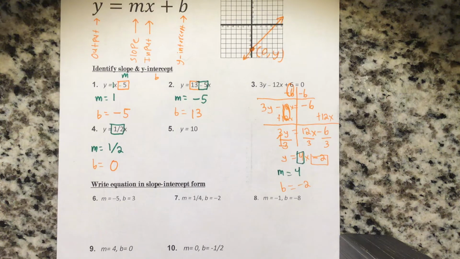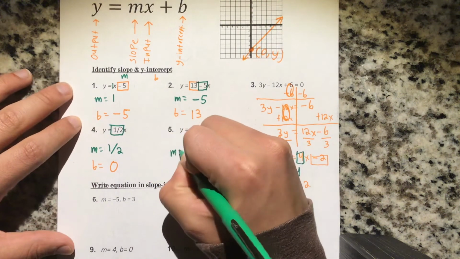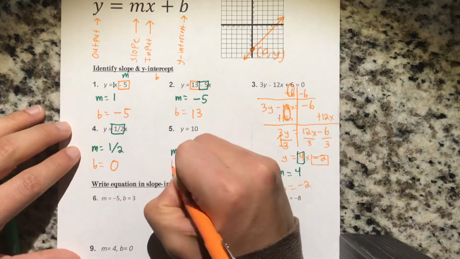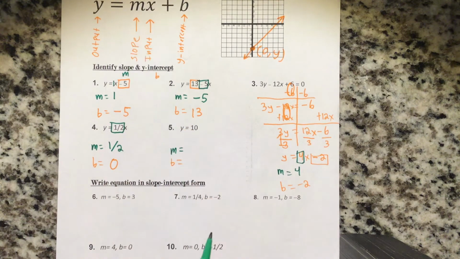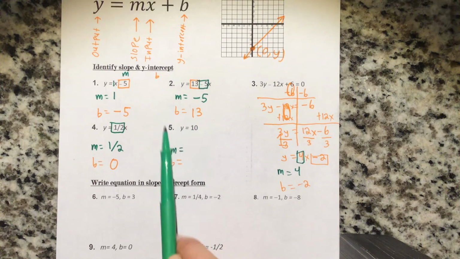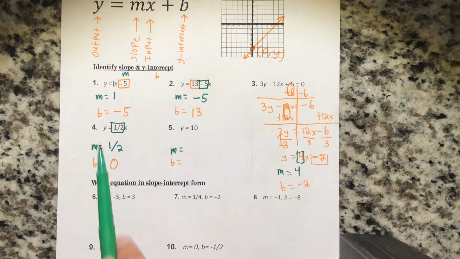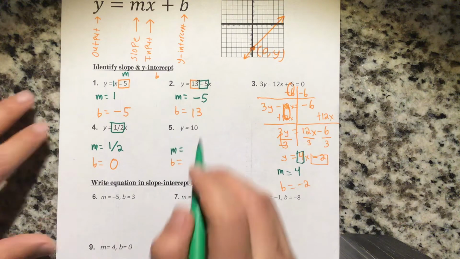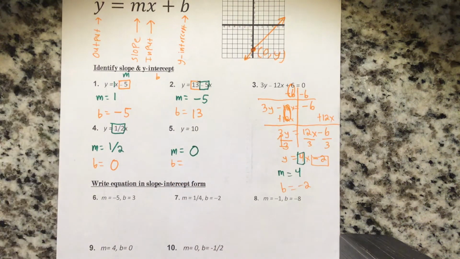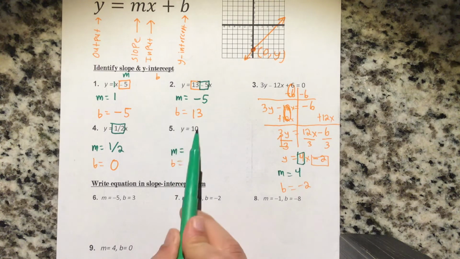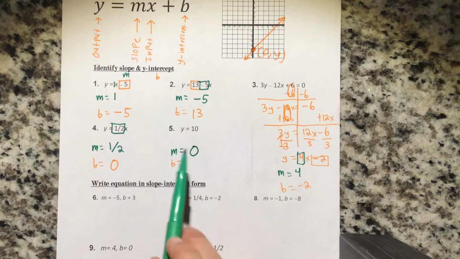Number 5, m and b, right? So again, start with the slope. My slope is the number attached to the x. But if I look here, there is no x, okay? So that means, just like in number 4, if something's missing, the slope is 0, okay? The m is 0. This is a horizontal line, okay? And we'll get to graphing soon, okay?